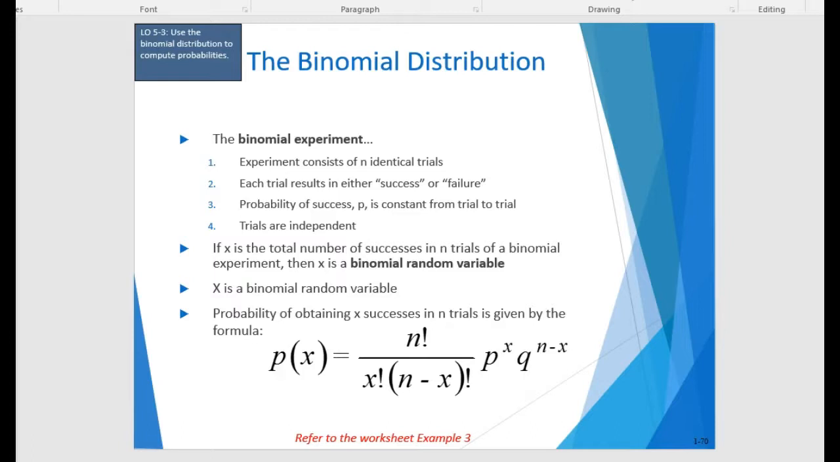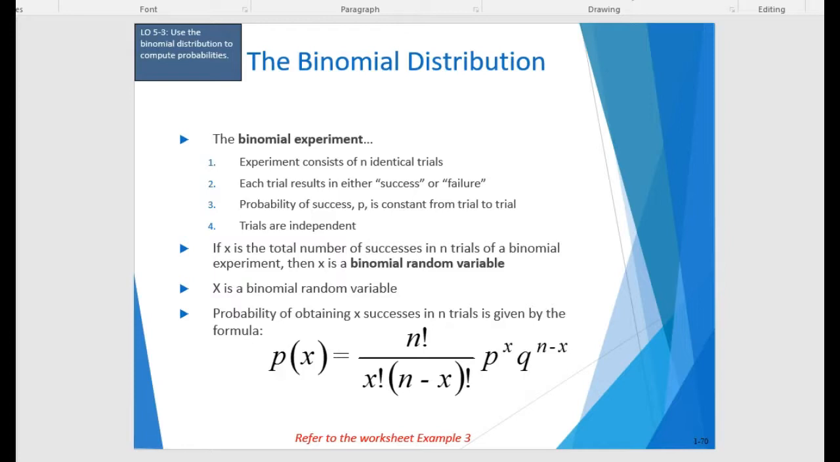If x is the total number of successes in n trials of a binomial experiment, then x is a binomial random variable. And the probability of obtaining x number of successes in n trials is given by this formula. So this formula looks crazy, right? But it's not as crazy as it looks.